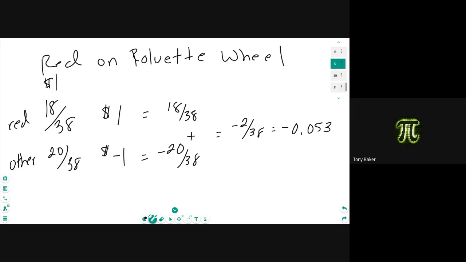So that would be your expected value. Every time you played, if you bet $1, you lose 5 cents. Yes. What's the probability if you hit a number, a color, and like first 12?